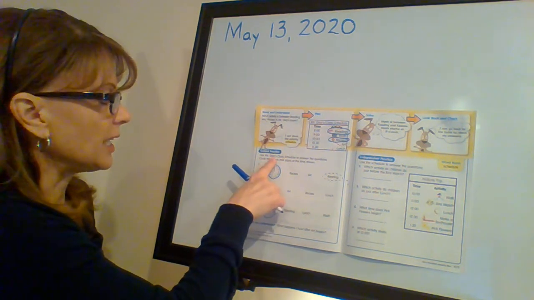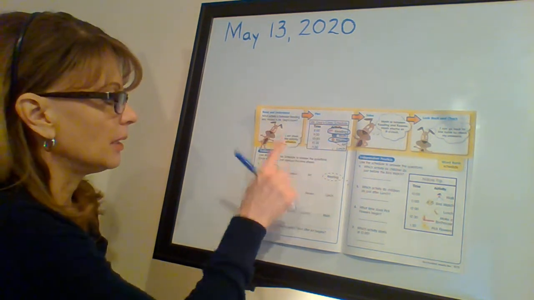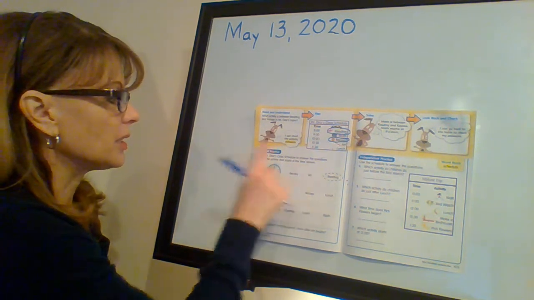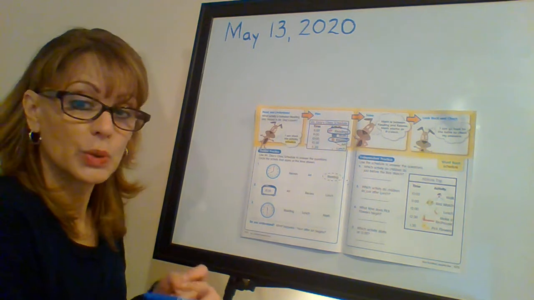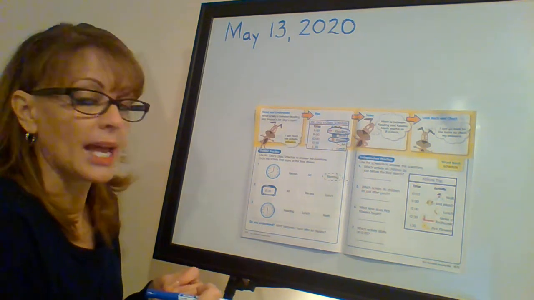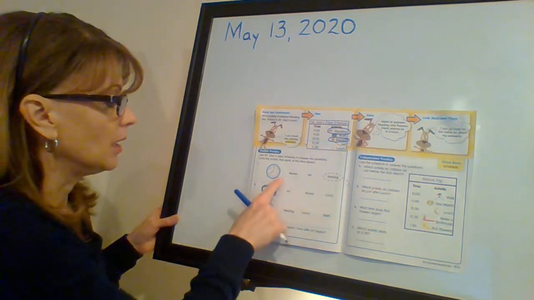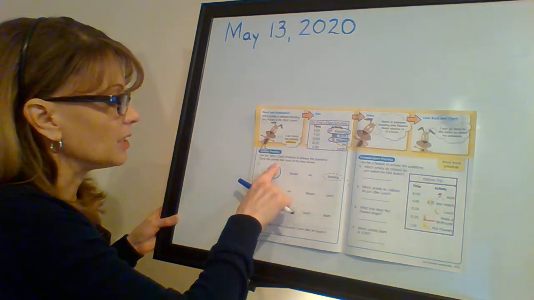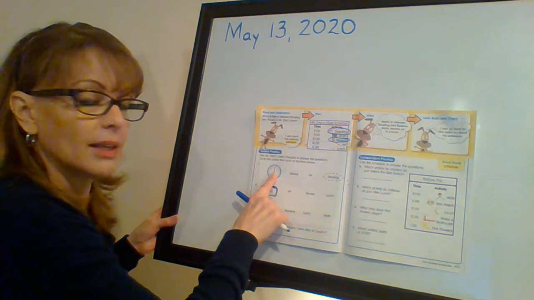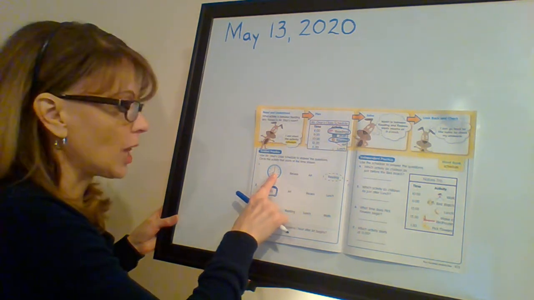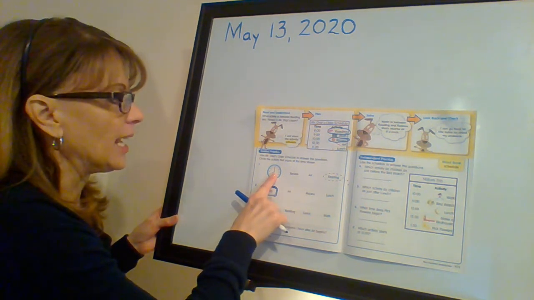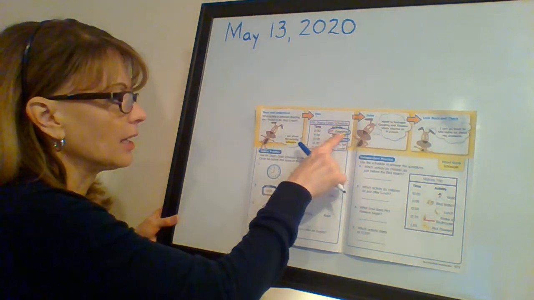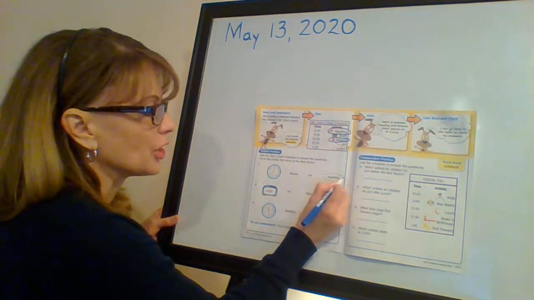Use Mr. Diaz's class schedule to answer the questions. Circle the activity that starts at the time shown. So now we're going to use our clocks, telling time, and find out which activities. So if the hour hand is on the 8 and the minute hand is on the 12, we say 8 o'clock. What do we do at 8 o'clock? We look at the schedule, 8 o'clock. We do reading, circle reading.